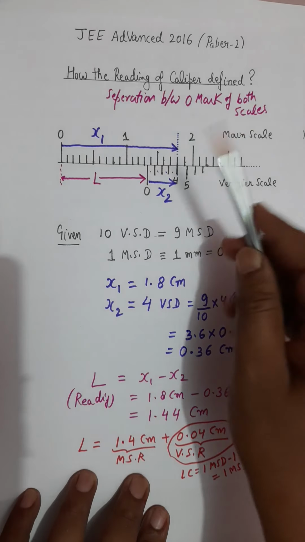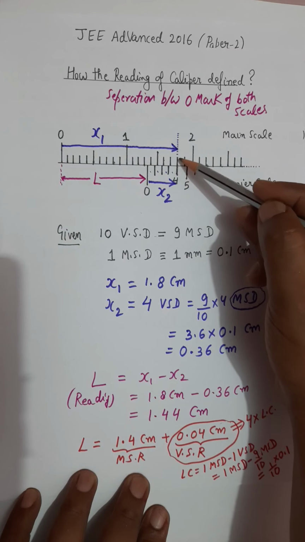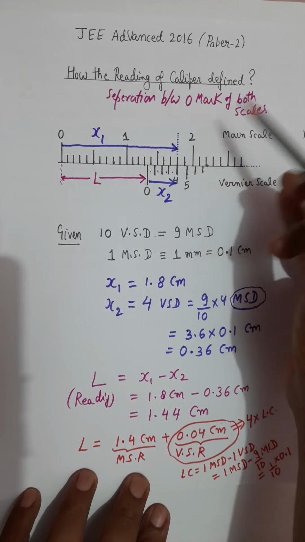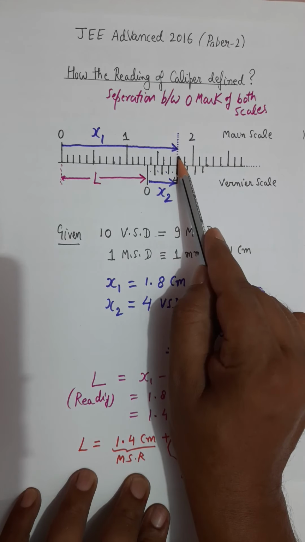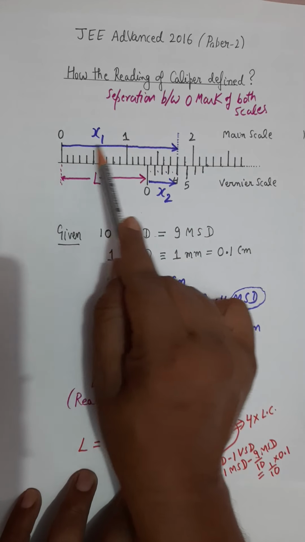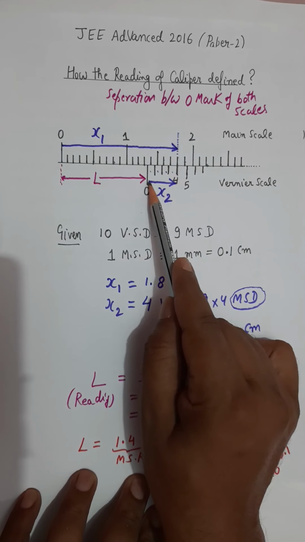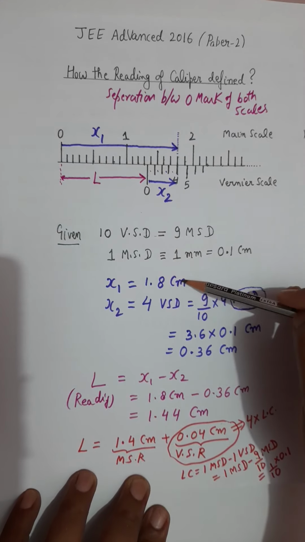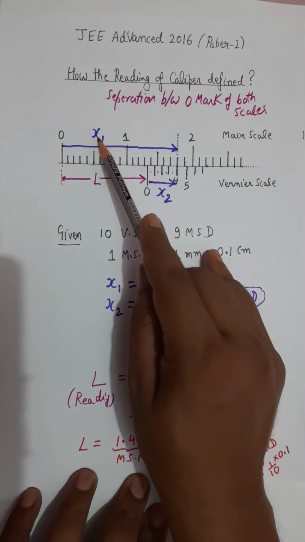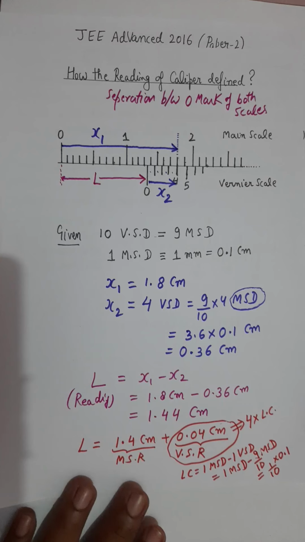So if you can find that total length where the two scales coincide, just notice the point where the two scales coincide with each other, calculate the length up to that point from the 0 of main scale, and calculate the length up to that point from the 0 of vernier scale by these simple processes, and then subtract x1 minus x2, you will get the reading. That's the rule of vernier caliper.